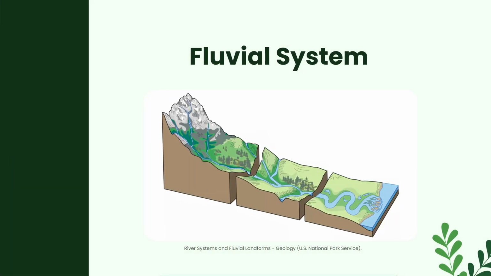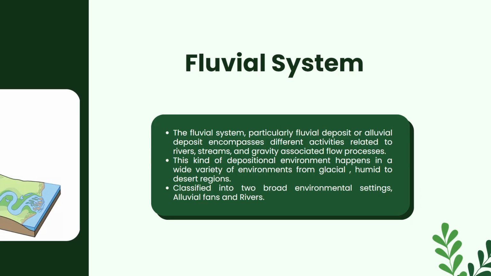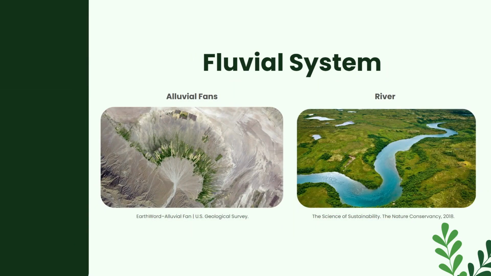Focusing on the fluvial system, this includes all processes and deposits related to rivers, streams, and gravity-driven water flow. Fluvial depositional environments can occur in diverse climatic regions, from cold glacial areas to humid forests and arid deserts. Fluvial systems are classified into two main settings: the alluvial fans and rivers.